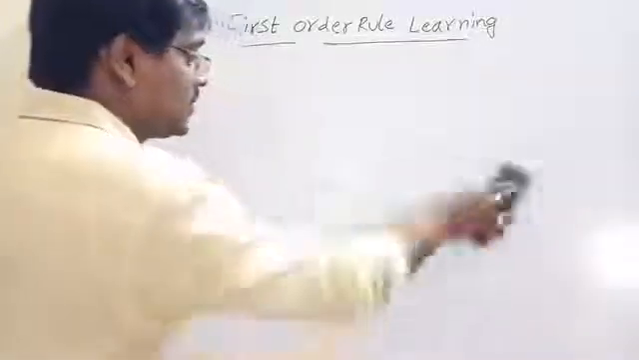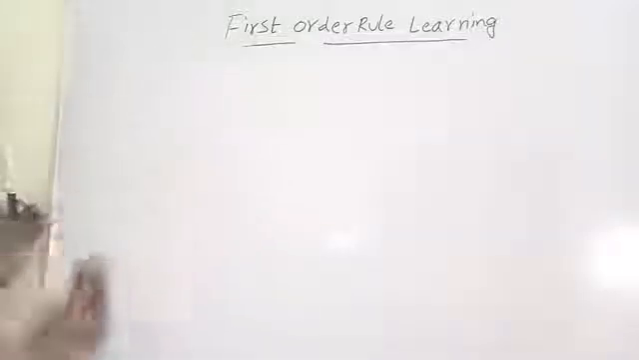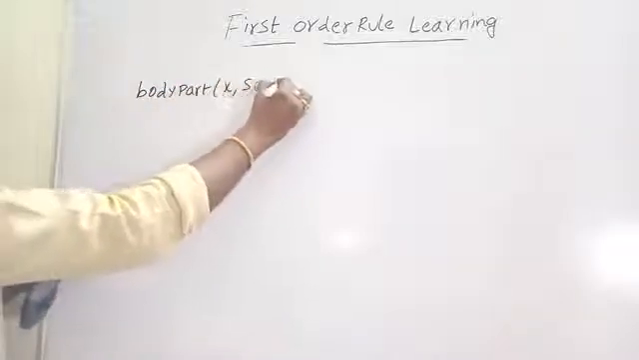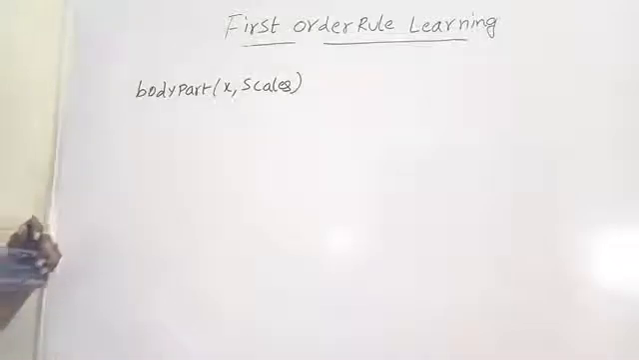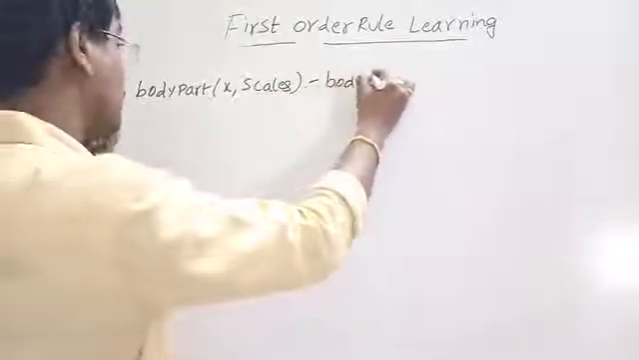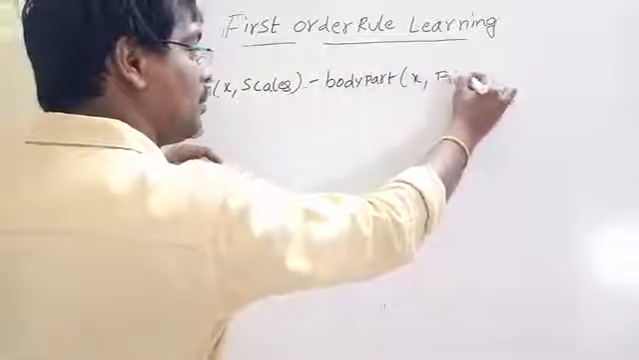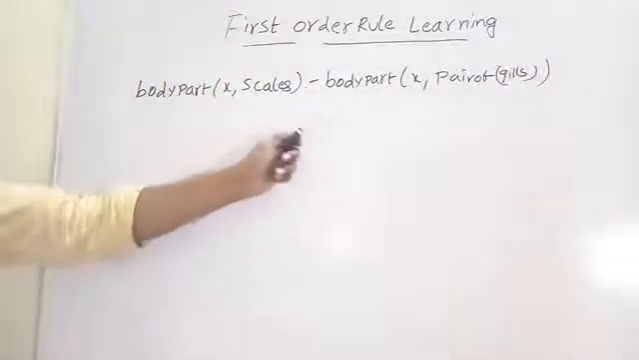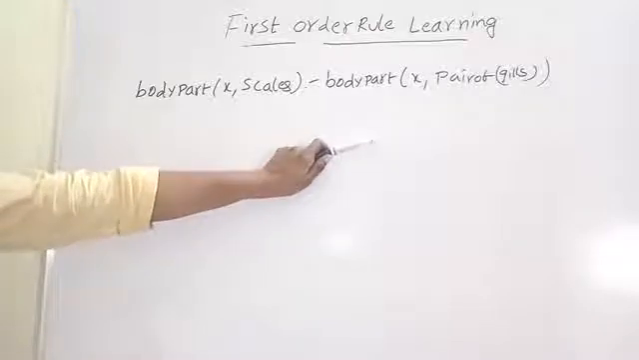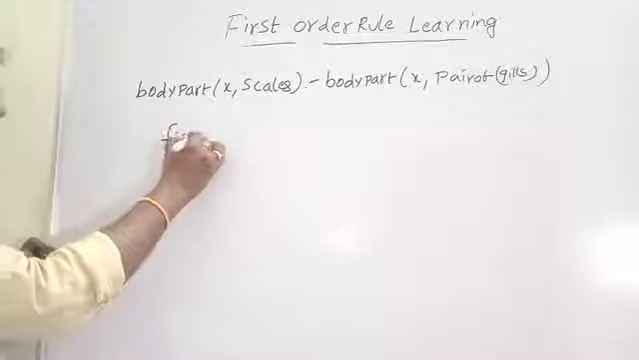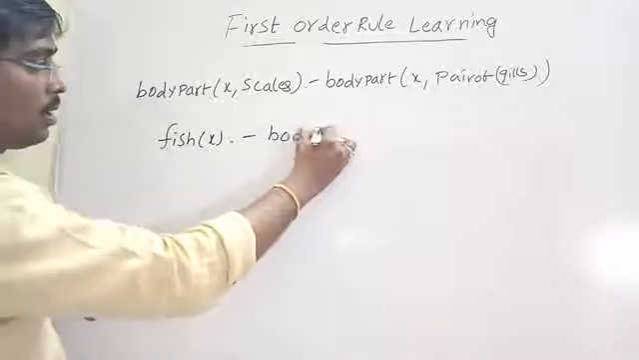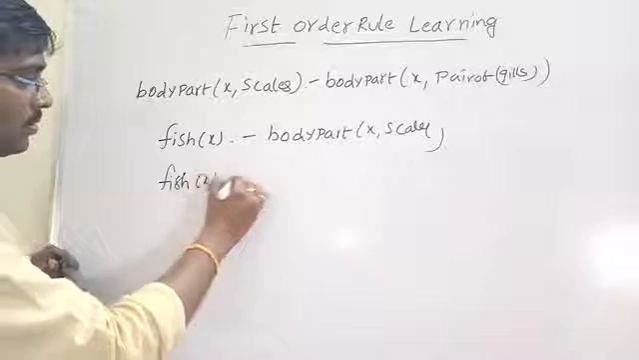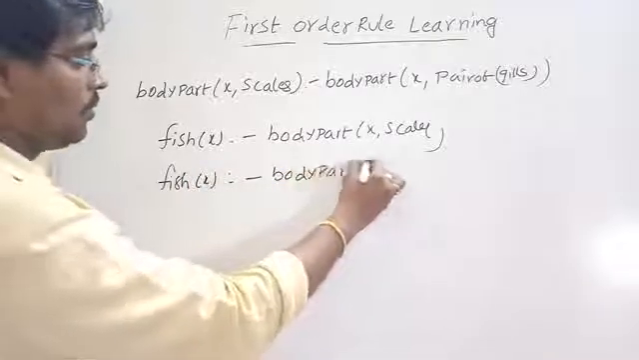the general and specialized one. For example, body part of x comma some scales, to body part of x comma pair of gills. See this one: body part of x comma scales to body part of x comma some gills. Suppose the first one is written as fish of x, body part of x comma scales. Similarly, the second class is body part of x comma.